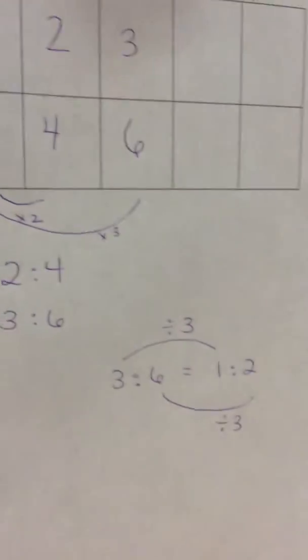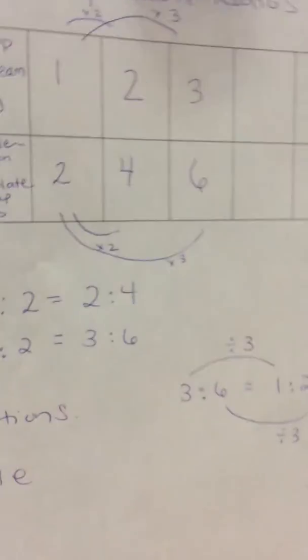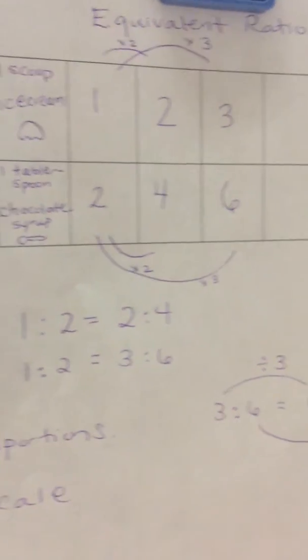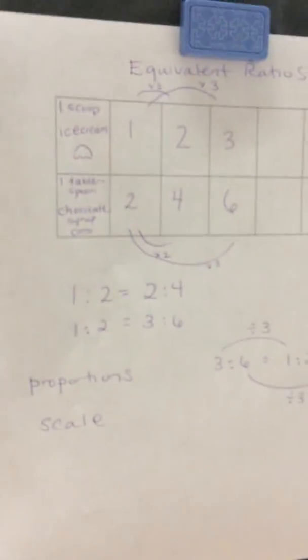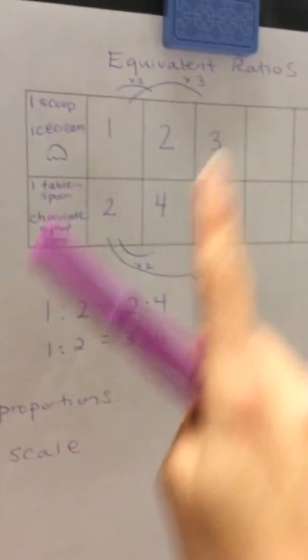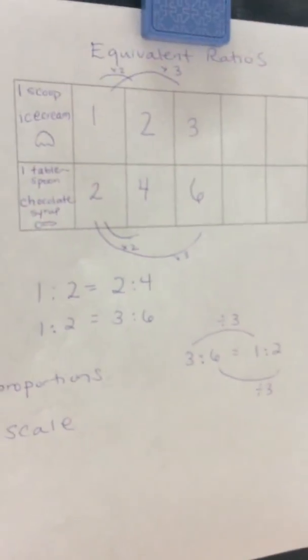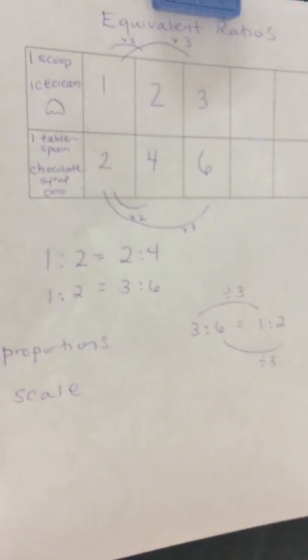So equivalent ratios, again, they work by taking these 2 numbers, whatever proportion you're working with, and you're either multiplying by the same number or dividing by the same number. Okay, so words to think about: proportions, scale, equivalent ratios. All of this is going to be in your worksheet for tomorrow, but I wanted to give you this as a little pre-lesson to help you understand everything.